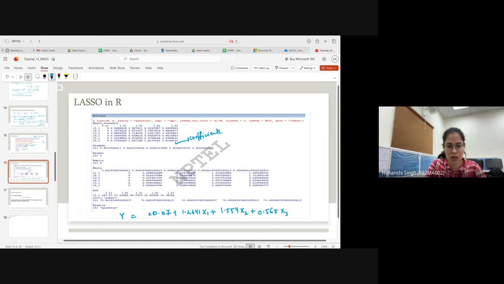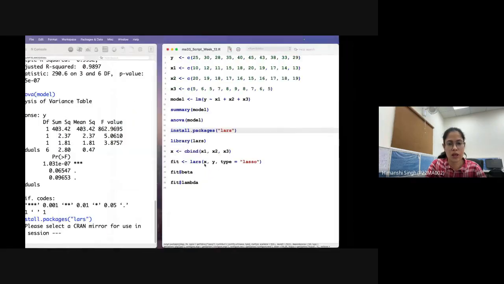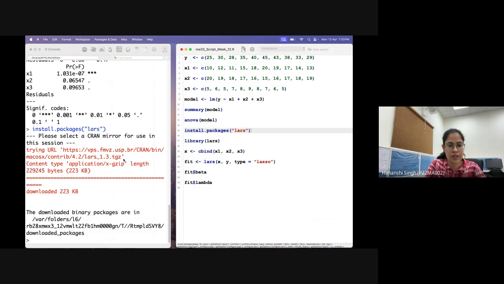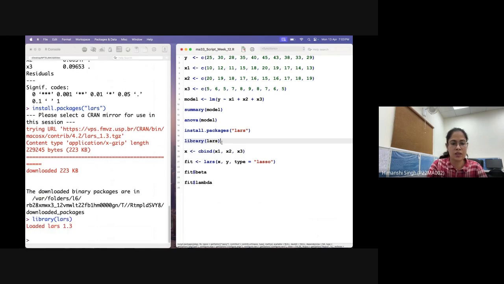just wait a minute. Here I am installing this package LARS. On the left-hand side it is getting installed. Okay, it is installed now. I'll just call this package LARS. It is loaded.